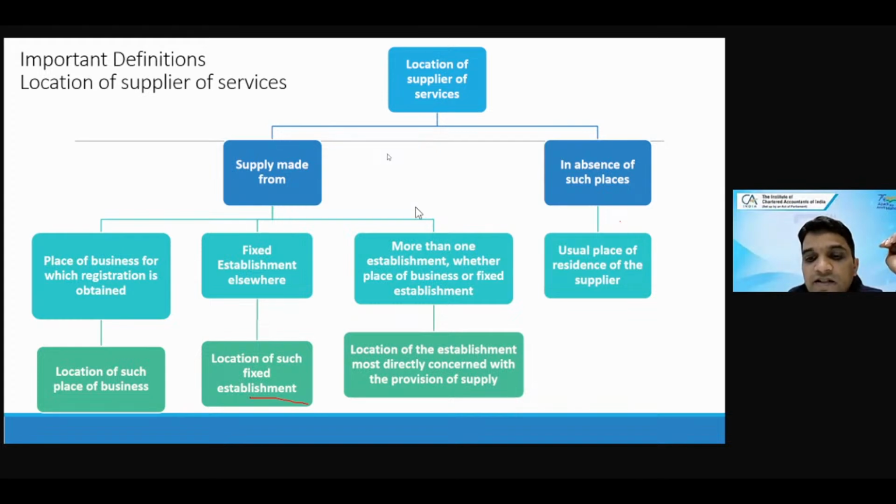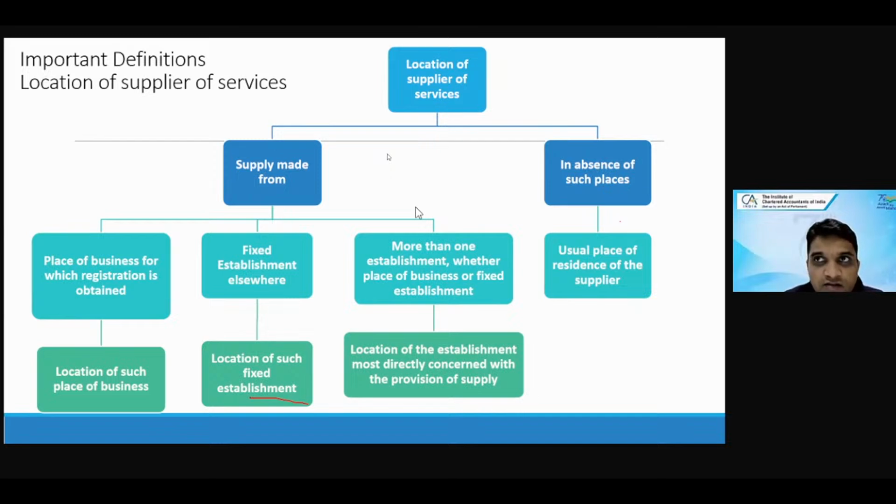It's not compulsory to register a fixed establishment. If you have taken registration, fine. But if you're providing services from a place that is not registered, and there are some permanent fixtures which you have and you're providing services, then you will have to register that place also.